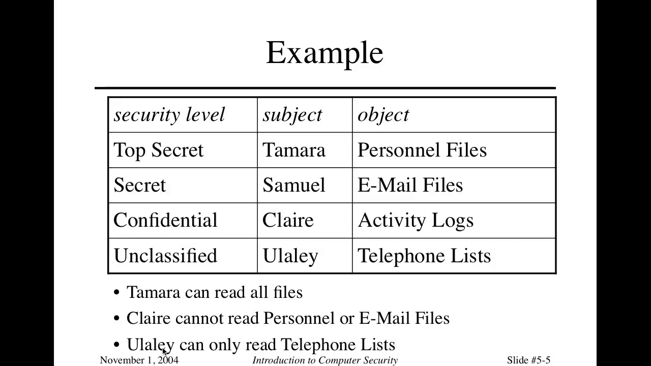Here, a person at unclassified level can only read files at the same level, because unclassified is already the lowest level. So we are saying for the read operation, if we look at the directions, top secret, secret, confidential, and unclassified, you can read down. This is called read down. A higher level person can always read something at a lower level.